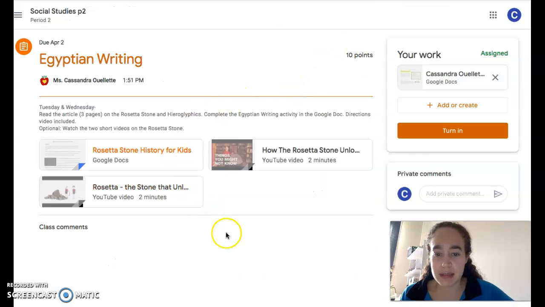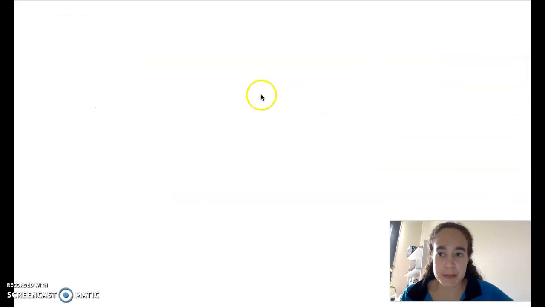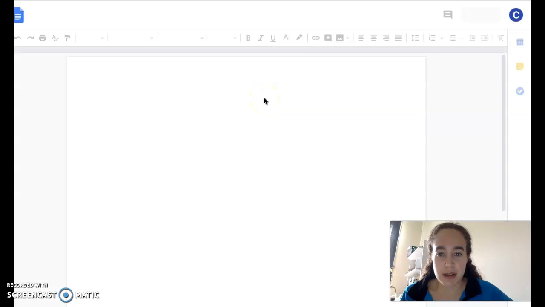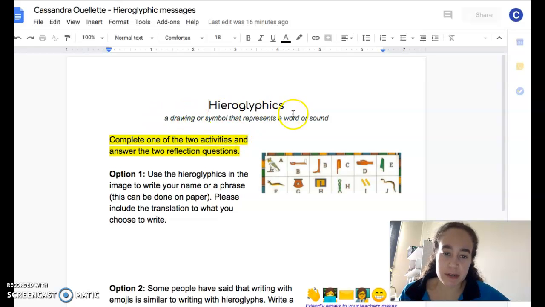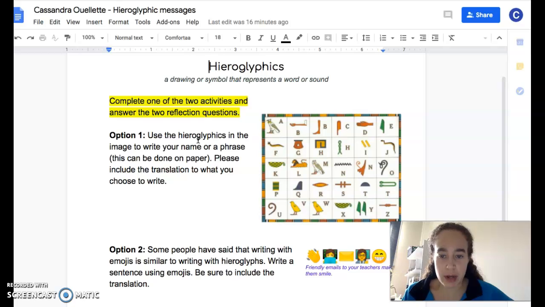Back on the assignment, after you read these 3 pages, you do have a document assigned to you over here. This is called hieroglyphics, and it gives you the definition of hieroglyphics under it. You're going to complete one of these 2 options and answer both of the reflection questions at the bottom.